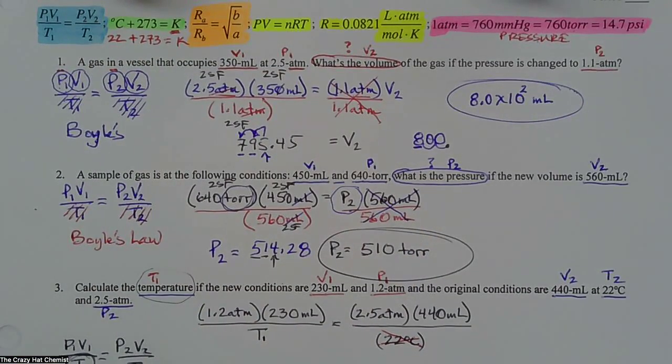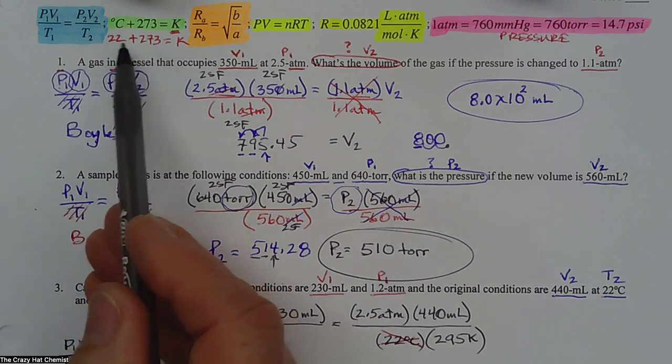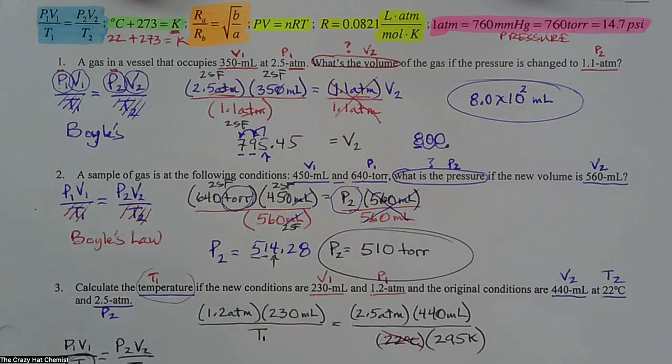So 273 plus 22 is going to equal 295 Kelvin. Right there like that. So I've replaced this 22 with 295 by adding 273 to the 22. That gives me my Kelvin temperature.